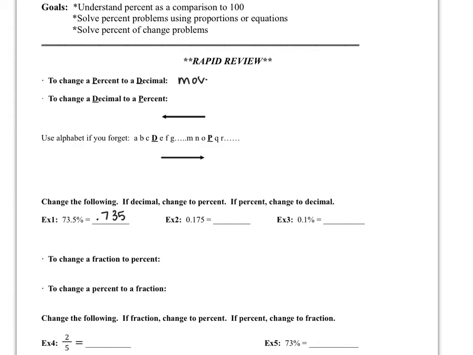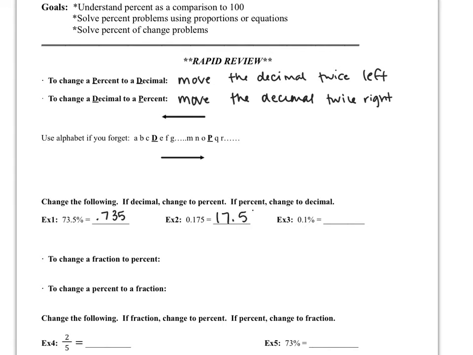So move the decimal twice left, which is really like dividing by 100, but most people just think about it as moving the decimal. To change a decimal to a percent, we're going to do the exact opposite, which means we're going to move the decimal twice right. And so for example 2, when I see 0.175, if I go twice to the right, I'm going to get 17.5%. Now on example 3, I already have a percent, so I want to make sure I'm still moving it twice to the left to make it a decimal, and so that's going to become 0.001.